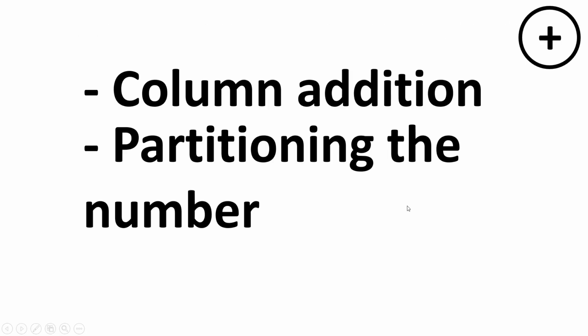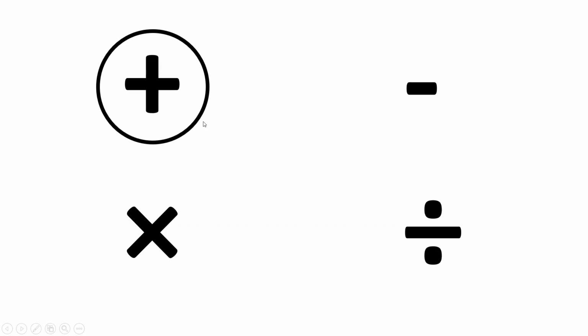So let's look over the methods that we looked at. We've seen that we can do column addition, and we've seen that we can do partitioning the number, which is a written method and a mental method. So, going back to our 4 operations, we can successfully say that addition can be checked off. We have covered it.